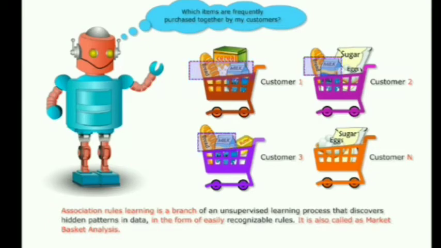Association rules learning is a branch of an unsupervised learning process that discovers hidden patterns in data in the form of easily recognizable rules. It is also called market basket analysis and is one of the fundamental techniques used by large retailers to uncover the association between items. In other words, it allows retailers to identify the relationship between items which are more frequently bought together.